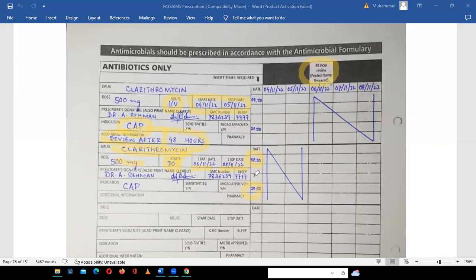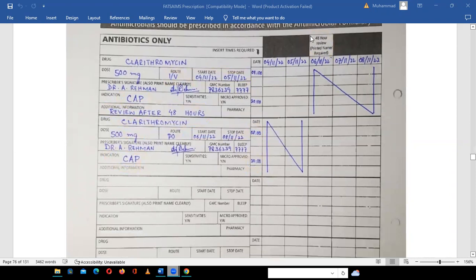You can write either 900 hours and 2100 hours, or 1000 hours and 2200 hours. There's no problem with writing the time of your own choice. Somebody may write it as 700 hours and 1900 hours. There is no hard and fast rule for that, but it is better to give at 800 hours and 2000 hours because it is easy to memorize and more convenient. So you have crossed the first 2 days over here as well because you have already given IV antibiotic for those 2 days. So these days have been omitted here. So you will be giving in those 3 days.